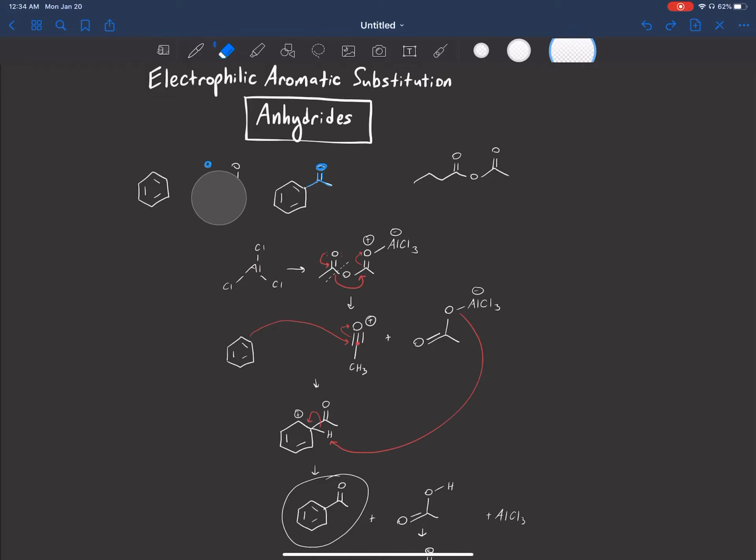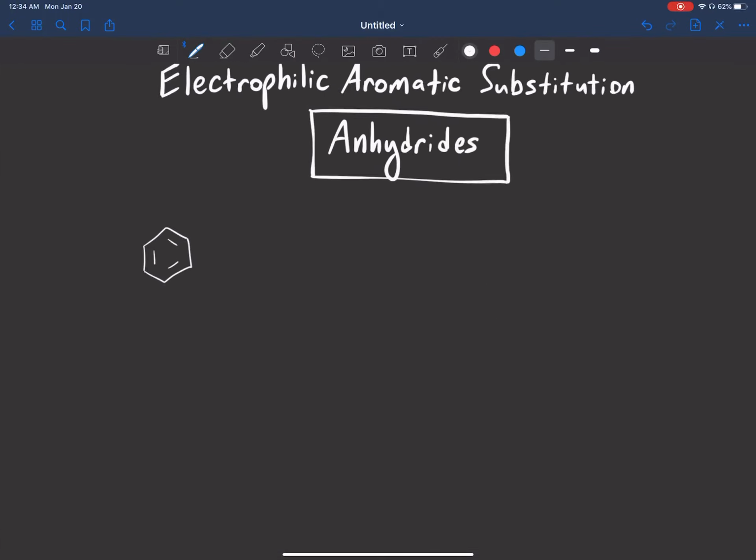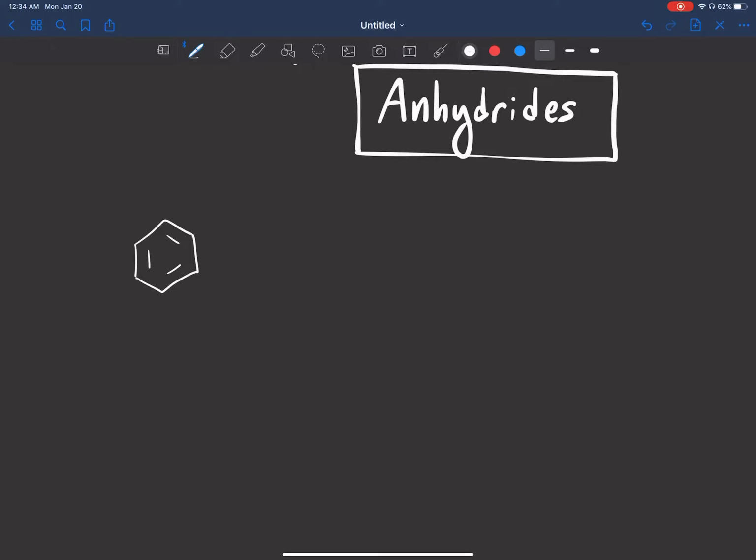What if we did anhydrides that aren't open chains? So what exactly does that look like? What am I talking about here? Well, talking about this sort of anhydride. These cyclic anhydrides. Now the reaction is going to be exactly the same. The mechanism works identically. Put this over AlCl3.